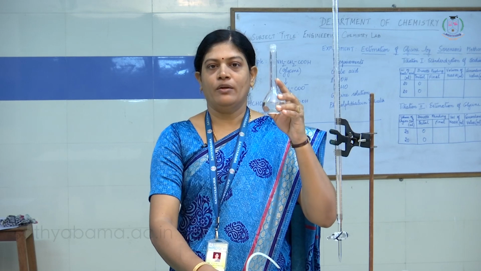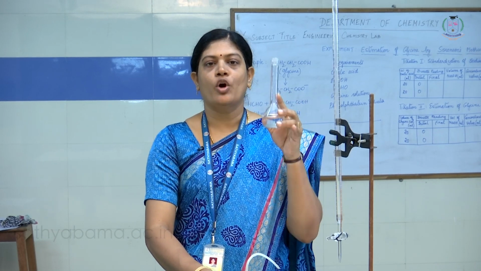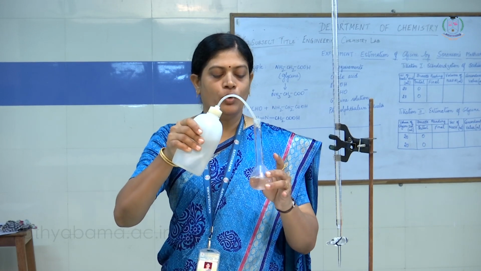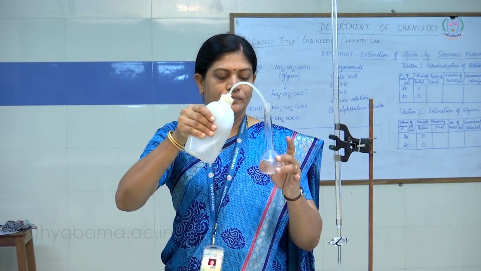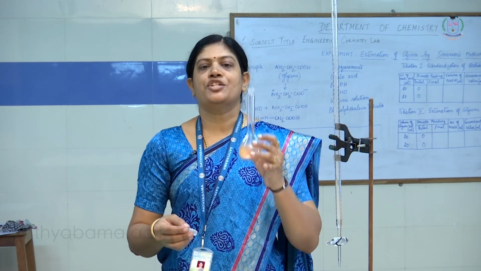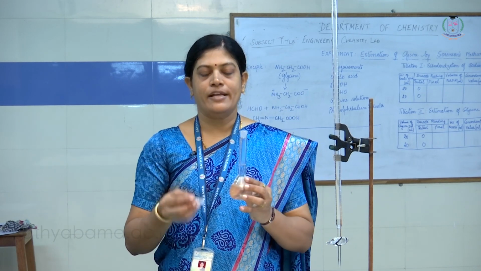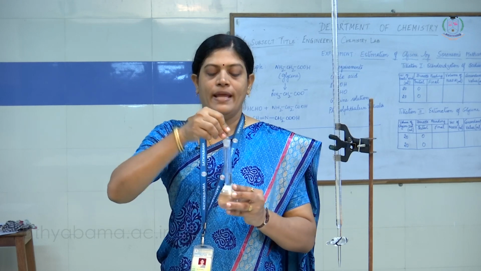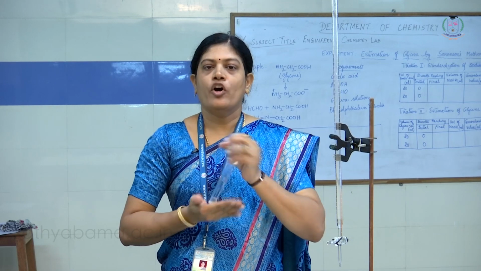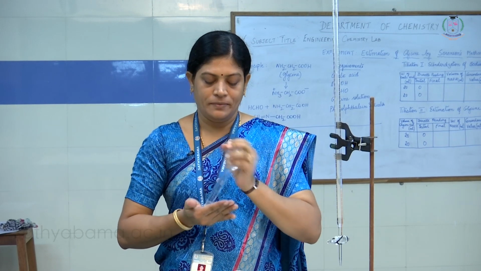After the complete transfer, the required volume, that is 100 ml volume in the standard flask, should be made up using distilled water. After the addition of distilled water into the standard flask, the lid should be placed and the standard flask should be shaken for uniform concentration.